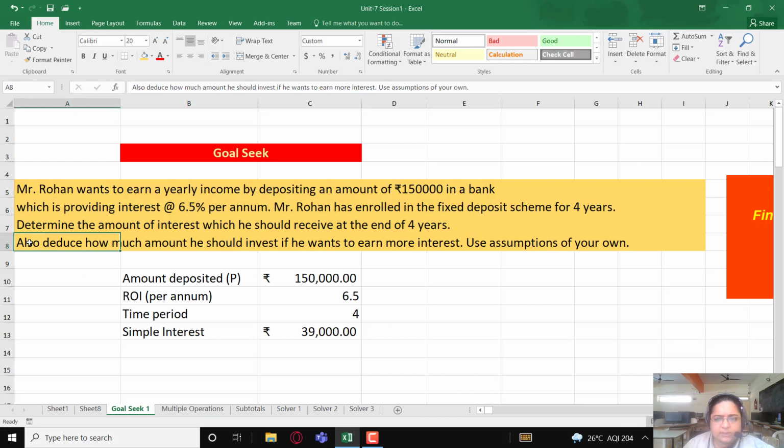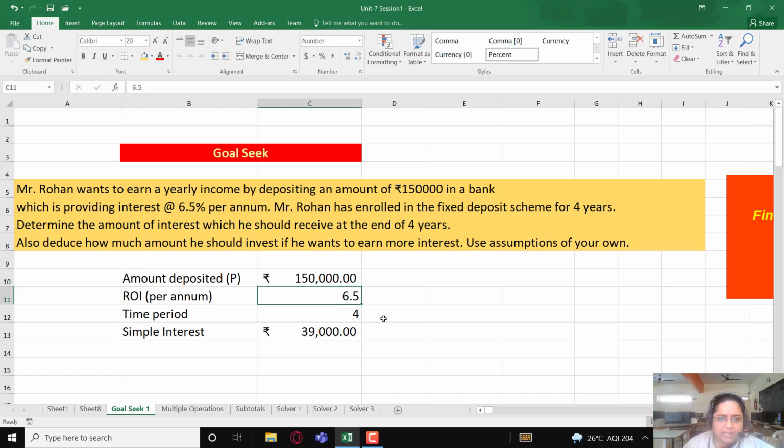Now we have to solve the second part, that is also deduce how much amount he should invest if he wants to earn more interest. Use assumptions of your own. So if he wants to earn more interest, he has to deposit more amount, because obviously the bank is not going to make any changes in the rate of interest, and the time period is also going to be the same according to the scheme in which he is investing. So what he could change is only the principal amount.